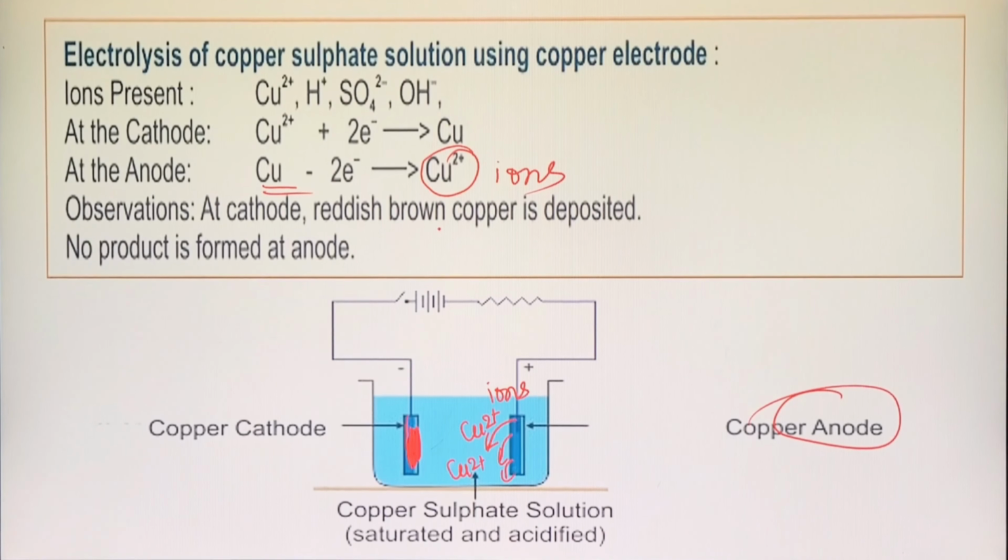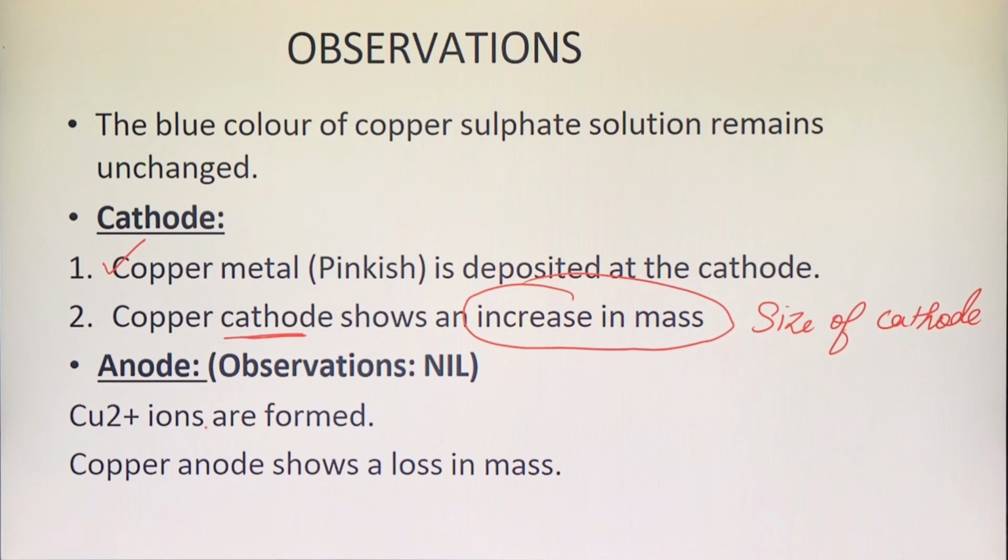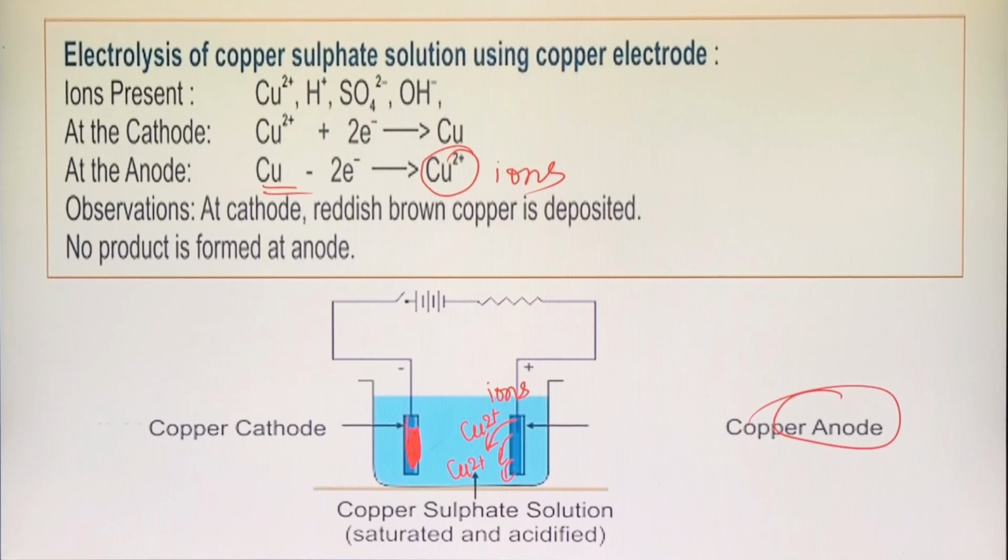Will you be able to see Cu2+ ions in the solution, children? No. This cannot be called an observation. Please remember it. Cu2+ ions forming in the solution cannot be seen. You cannot write this as an observation. Please remember it. If it is asked as an observation question, you cannot write this as an observation. I hope I'm clear with this. Clear? Then what will you write down?